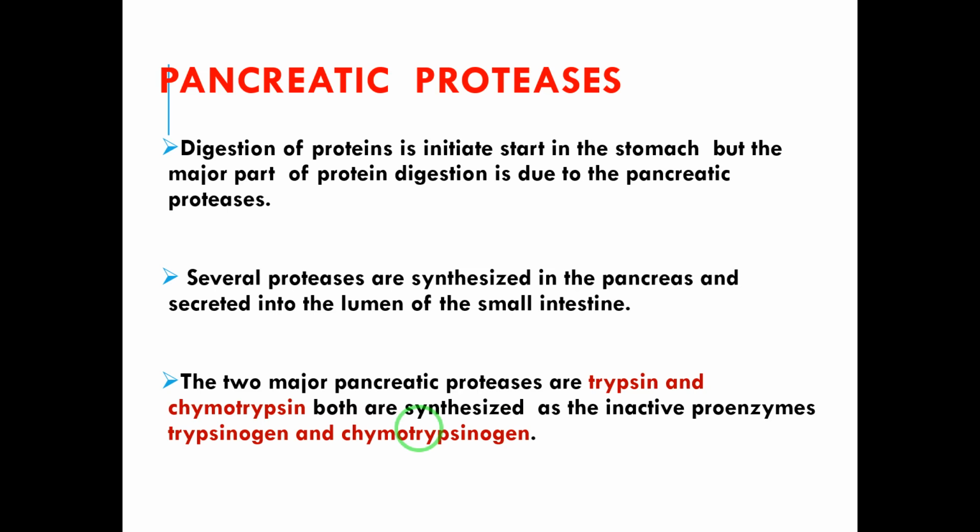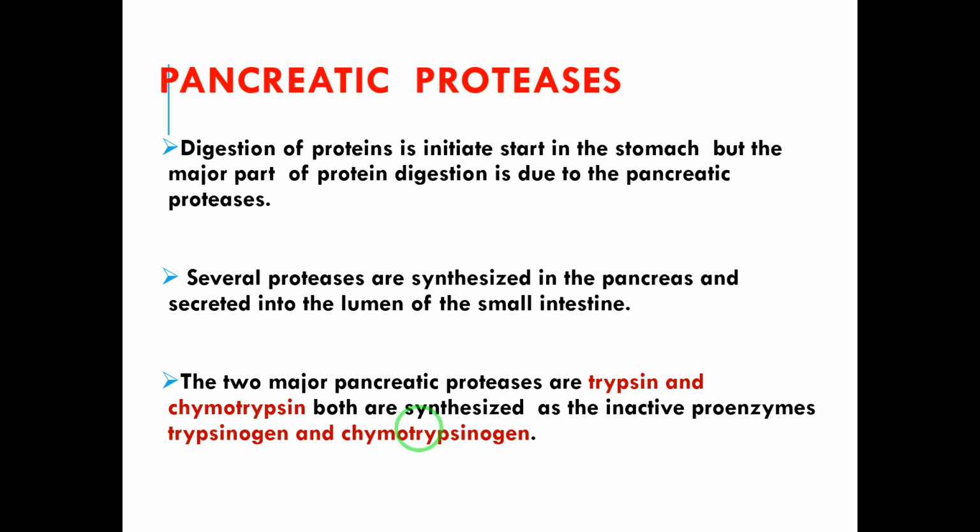The other type of enzyme that is secreted from the pancreas is the protease, or the proteolytic enzyme. The most important are trypsin and chymotrypsin, and because they are very active enzymes, they are synthesized as inactive proenzymes, not fully activated. The trypsin proenzyme is called trypsinogen, and the proenzyme of chymotrypsin is called chymotrypsinogen.